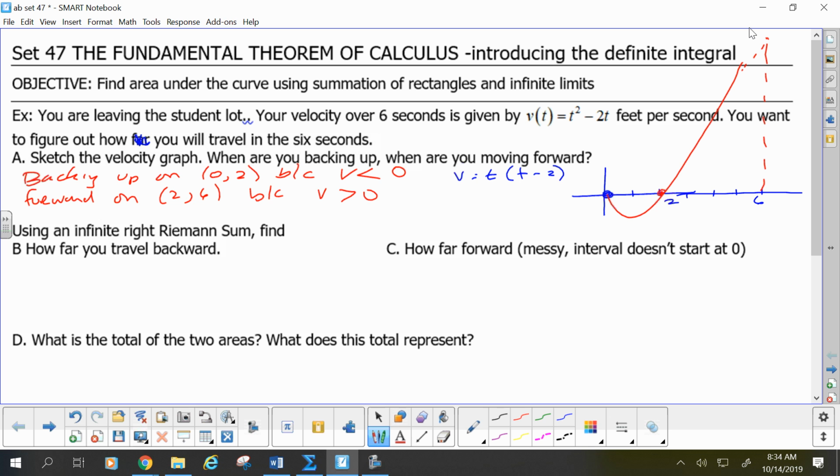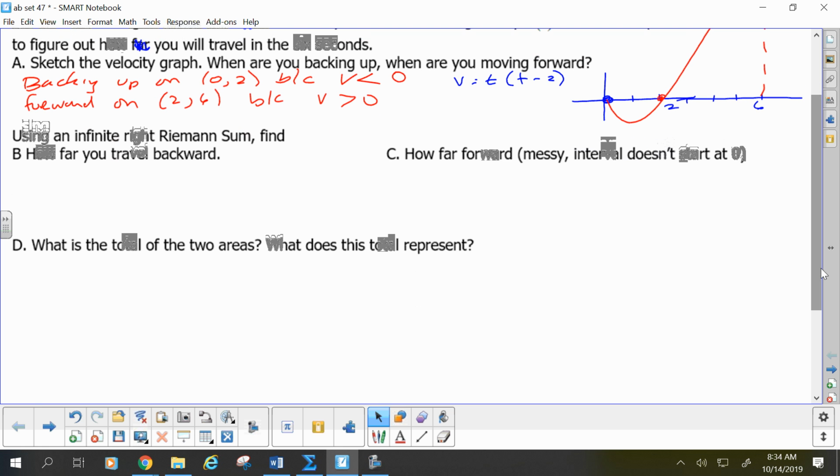Cool. Now, in terms of preparing for ye old test Thursday, you should now be able to do some basic infinite Riemann sums to find area under a curve. Will you give me the area you travel backward, which is to say this area, the area under a curve from 0 to 2. Feel free to work together. That is an infinite rectangle problem, so you should hopefully be able to do that. The first one's easier because it starts at time 0.